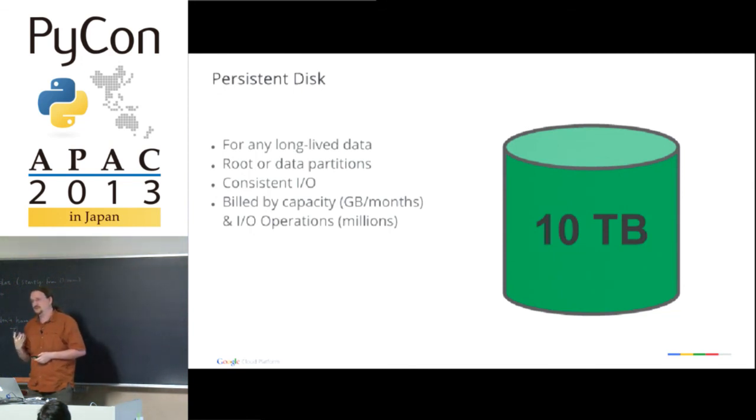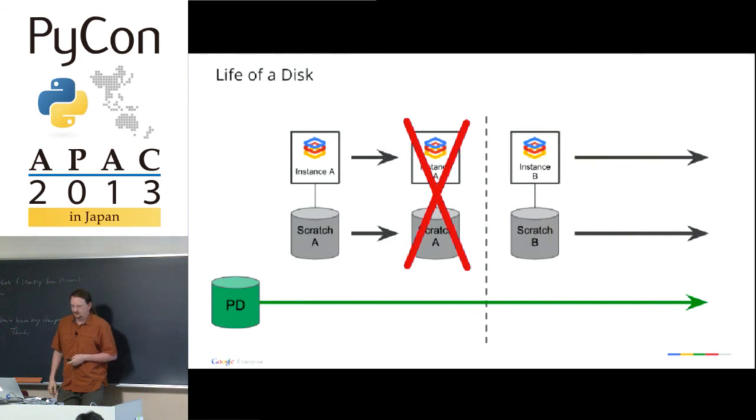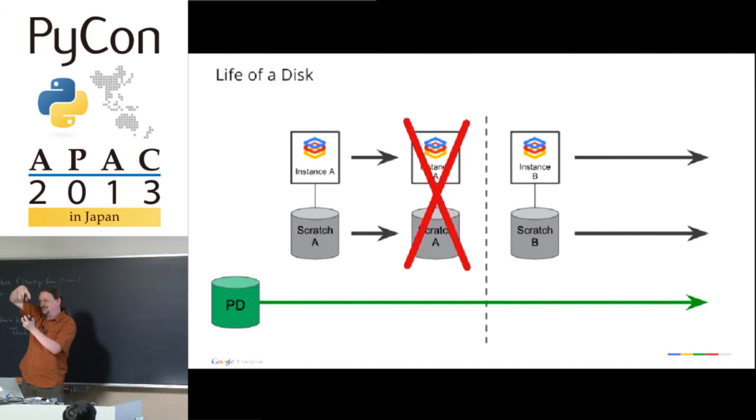And the billing works on a combination of the size and how often you hit it, so millions of operations. Persistent disks live at the project level. You create a persistent disk, and it lives as part of your Compute Engine project. And then you can boot from it or not. The Scratch disks are permanently attached to the instances.